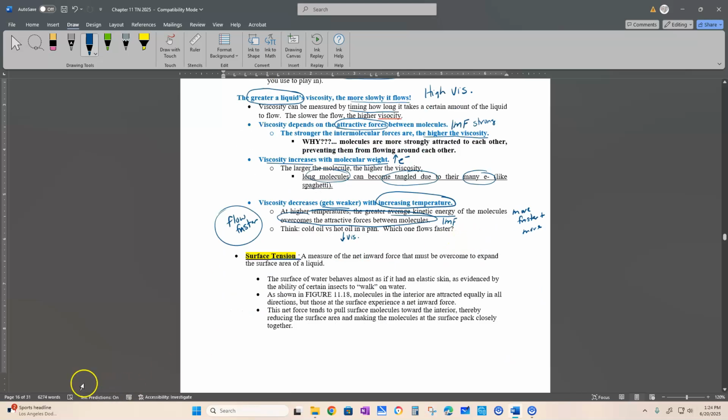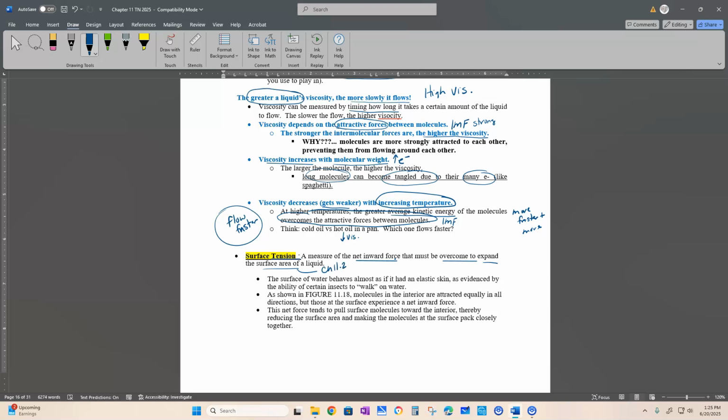Surface tension. All right, surface tension. Sorry for the four-legged animal in the background. Surface tension is the measure of the inward force that must be overcome to expand the surface area of the liquid. So we looked at surface area in the video right before this, in 11.2.